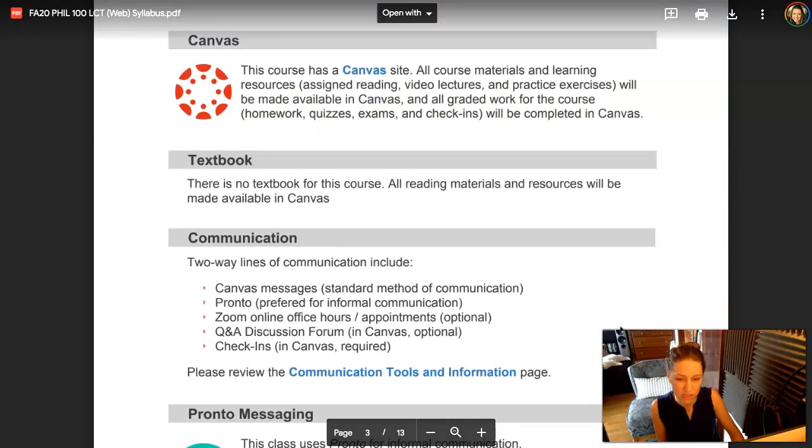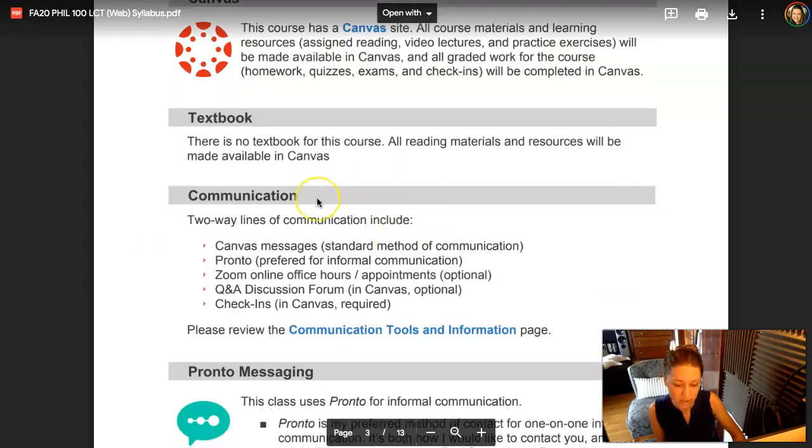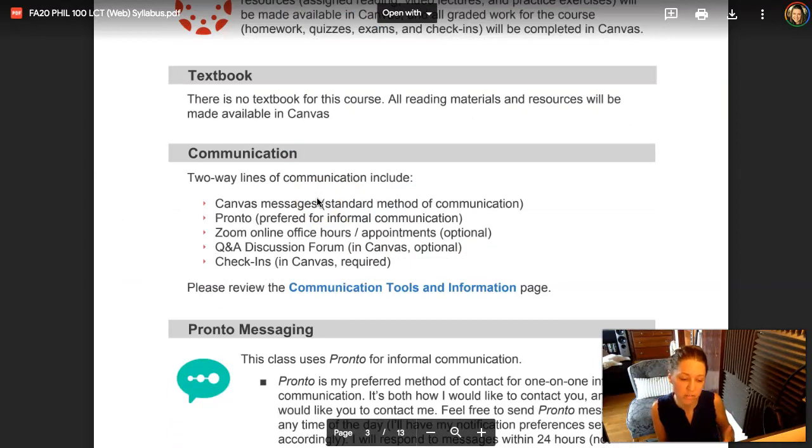Okay, page 3. This course has a Canvas site. You've probably figured that out by now. Everything you're going to need to have or do is in the Canvas site, no textbook. Communication, again, my preferred method for communication, especially quick, informal questions, tech issues, whatever it is, is Pronto, because I get a little message on my phone. I'm a millennial too. I don't want to use my email. I will get back to you much more quickly if you send a Pronto message.